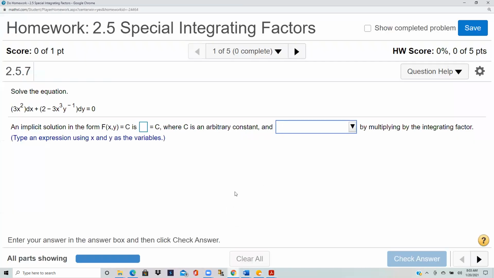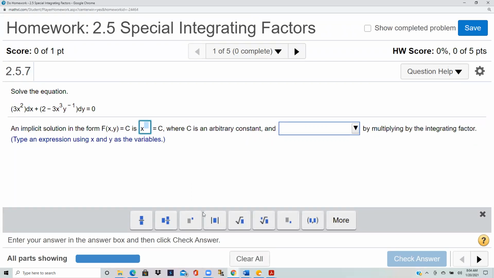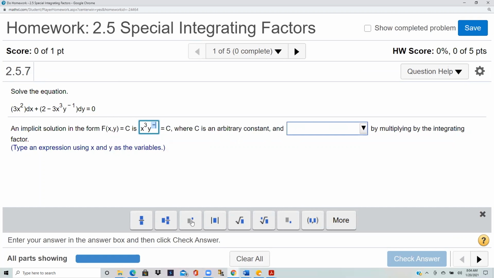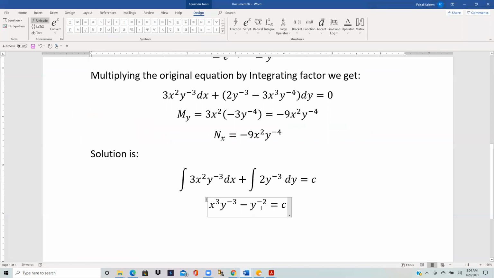x cubed y to the negative 3 minus y to the negative 2 is equal to c.